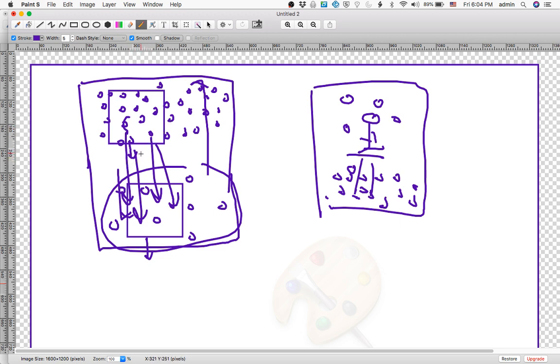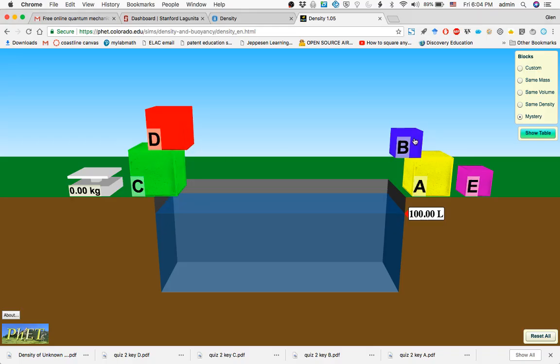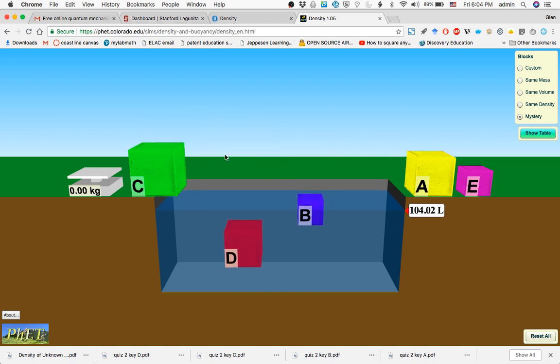This is also why dense things sink in water and things that are not dense float in water. Is this dense? Okay. Look at this. This B has a low density. This D also has a low density. Both of these things are less dense than water. However, this E, as we saw, is denser than water. Therefore, it sinks. It's the same thing happening here.